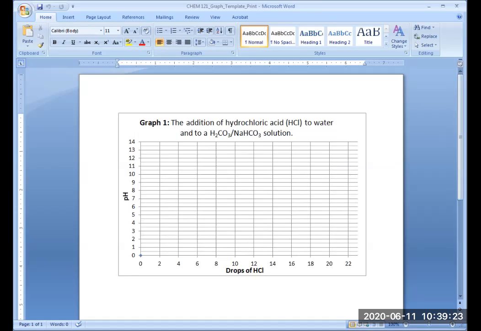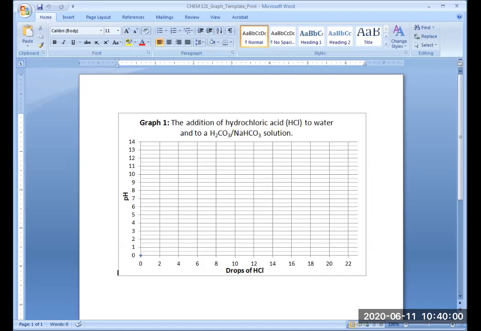So you will add drops 2 by 2. That's why it's only the even numbers, and it goes up to 22 drops in total. On the y-axis, it's the pH value, and pH typically will go from 0 to 14. And you will see that actually we could have narrowed that down. On Excel, you will be able to narrow that so that it shows your curves in more detail. And then the title is even added for you.